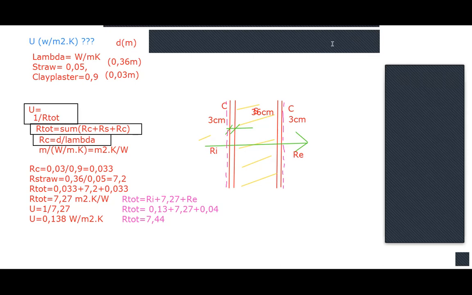So are there any questions to these calculations now? Can you really follow this calculation? Could you do it in a test if the question is to calculate a U value for a wall which is 3 centimeter clay plaster and 36 centimeter straw, and you get the lambda values like on the first 3 lines on top? Do you think that you could make such a calculation by hand? It's probably a stupid question, but I hope it's not.